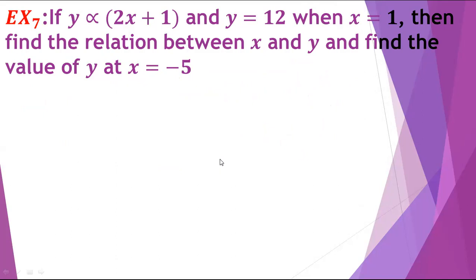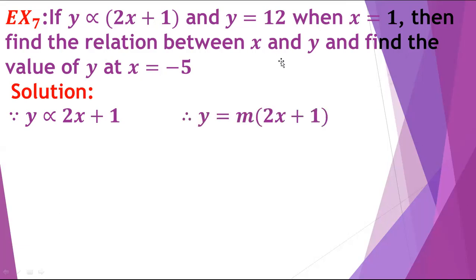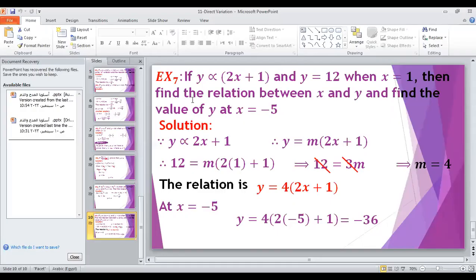Example 7. If y varies directly as this bracket, 2x plus 1, and y equals 12 when x equals 1, then find the relation between x and y and find the value of y at x equals negative 5.